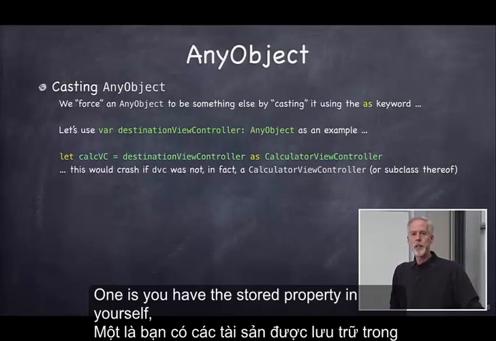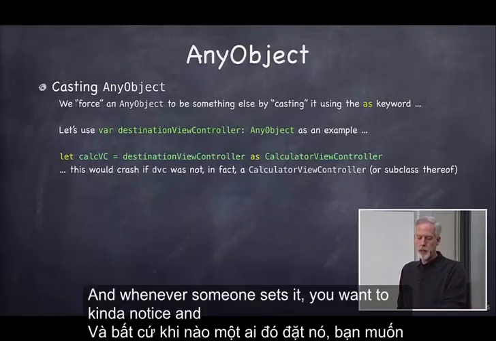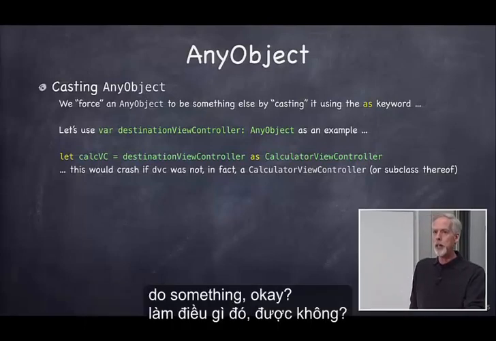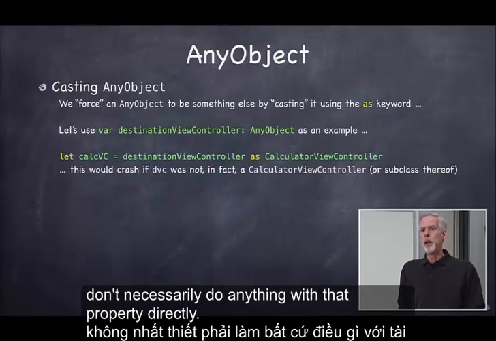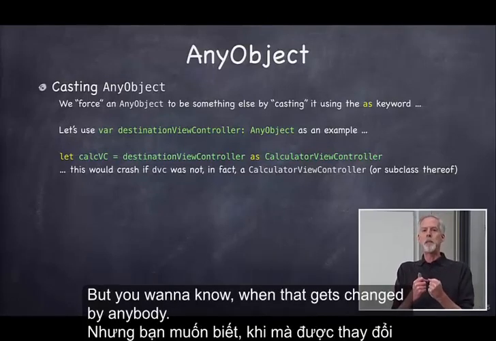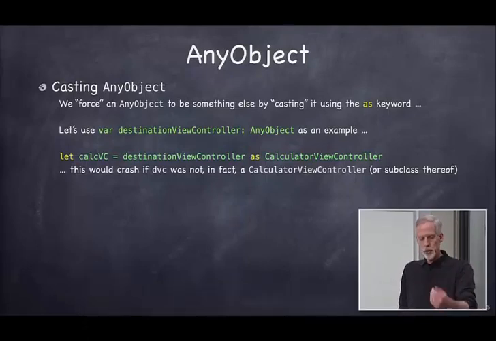Okay, so I can just say let calc VC equals destination view controller as calculator view controller, and now calc VC, this new constant, its type is not any object, its type is calculator view controller. And so now I've gotten hold of that any object in a way I can actually do things with it, and I can send calculator view controller messages to calc VC.